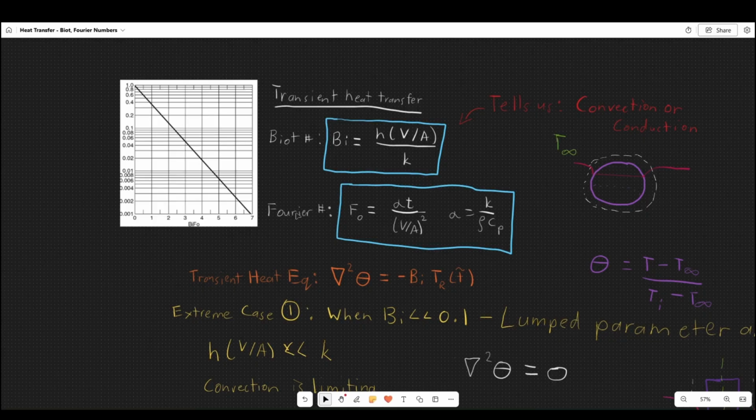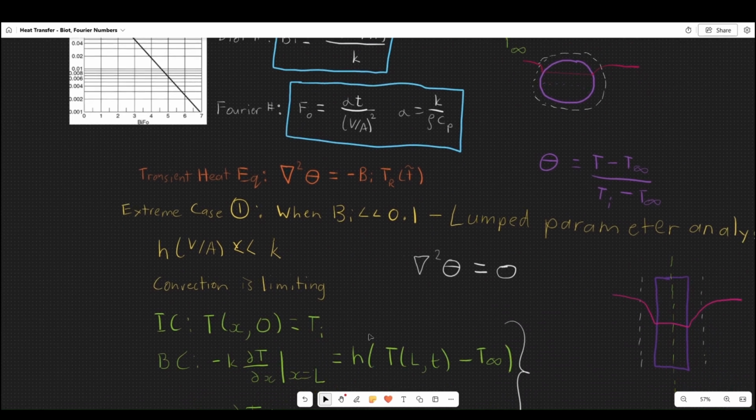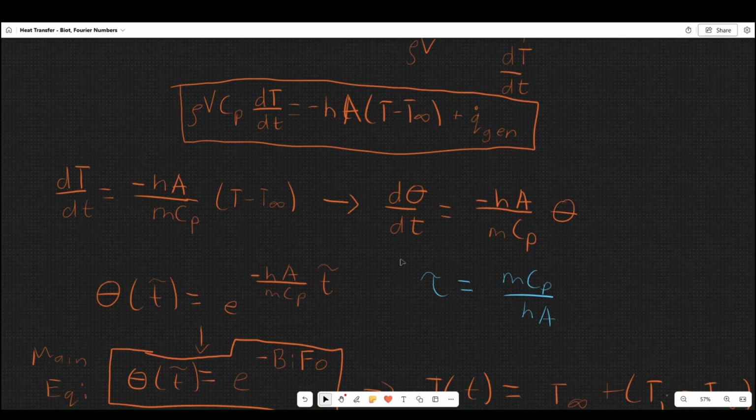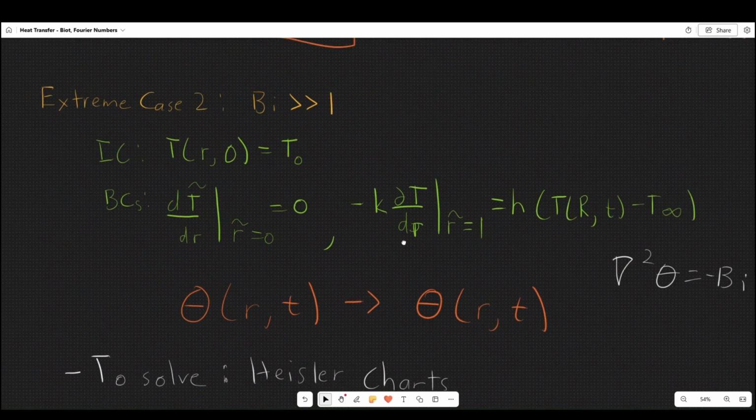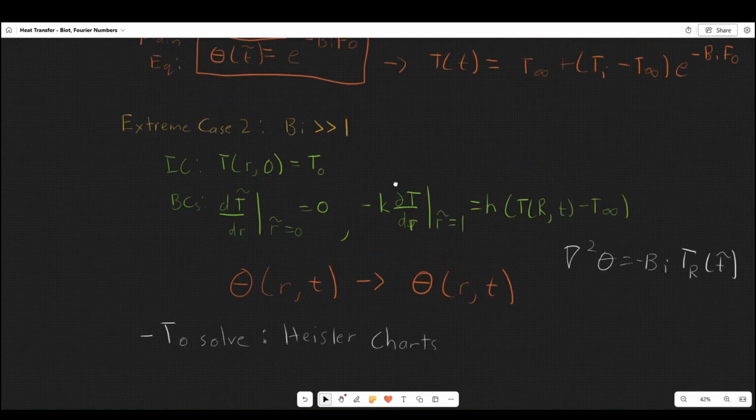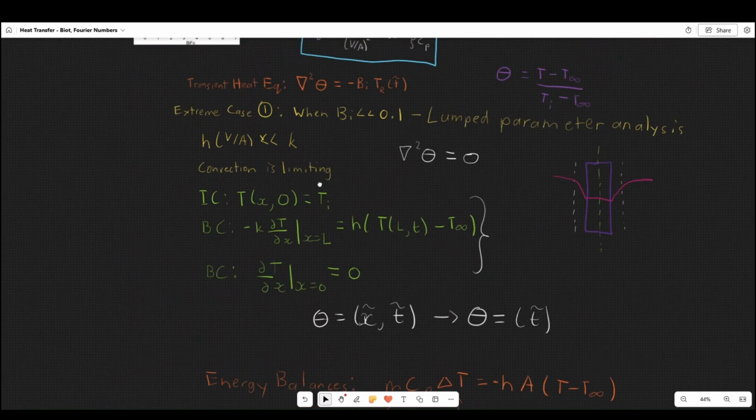But that covers basically transient heat transfer, the role of the Biot number, the Fourier number, the transient heat equation, and the two cases: when the Biot number is really small, we can do a lumped parameter analysis, and when it's really large, we use Heisler charts in order to figure out what the temperature profile looks like in the object.